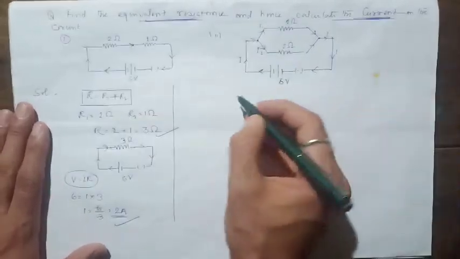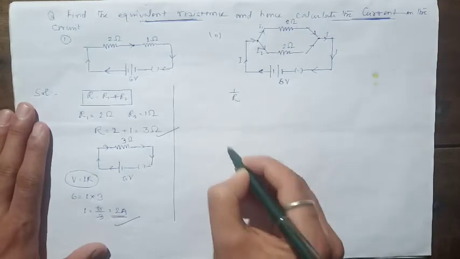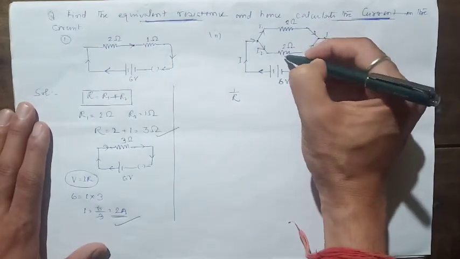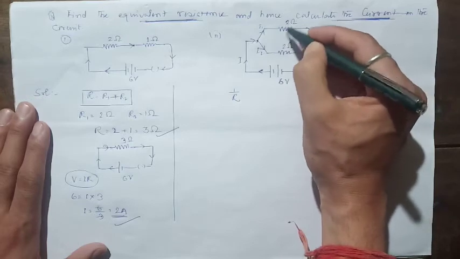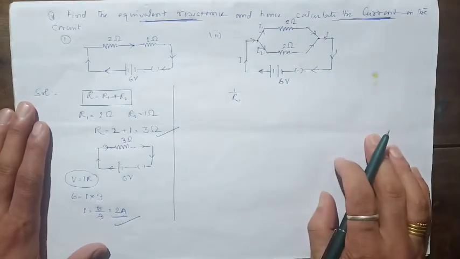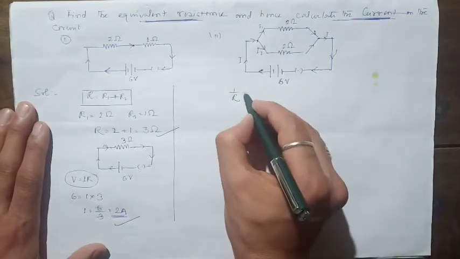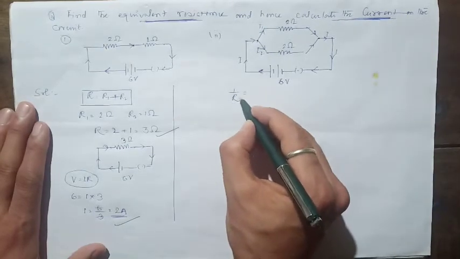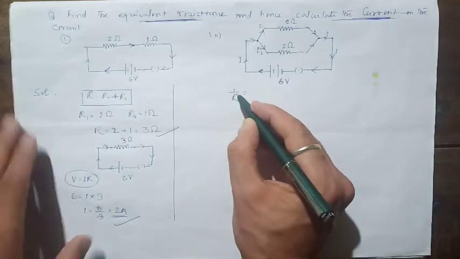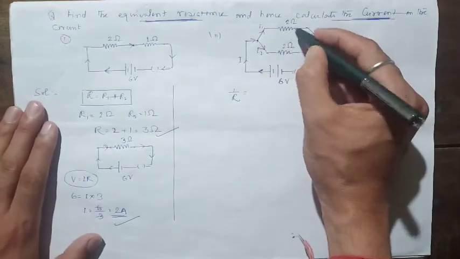Now the next task is to calculate the net resistance. Net resistance means if I want to replace these two resistors by one single resistor, what should be the value of the resistance of that single resistor? So that's what we mean by equivalent resistance. So that equivalent resistance is this R. We want to determine what is the value of this R, which can replace these two resistors.